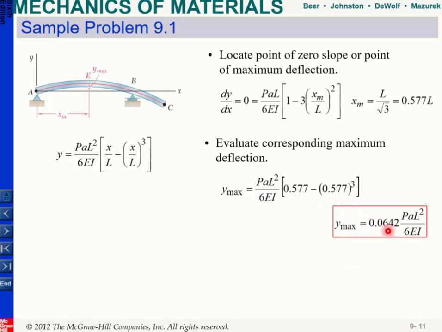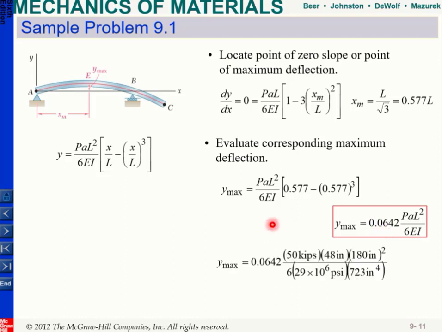This is what you will get. Then you can just plug in the numbers, and you will find that at point E, this is your maximum y, and it will be equal to 0.238 inch. So this is just an example. As long as you know your moment, I can take the integral once to get the slope, and if you take the integral once more, you can get the equation for your y, and then look at the boundary conditions and apply them.